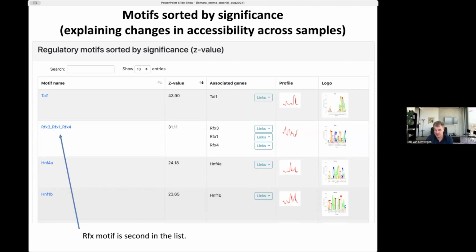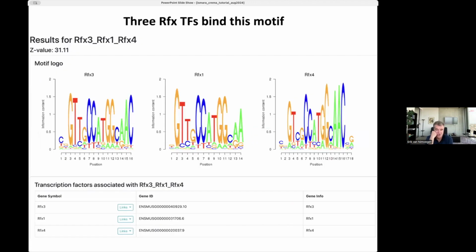And for illustrative purposes, I'm going to focus now on this RFX motif. This is a motif that is associated with 3 transcription factors, RFX3, RFX1, and RFX4. So I'm going to click on this and show you what the results are. All right. So at the top of this page, you get the Z value. It's 31 standard deviations on average away from 0. These are the 3 factors with their motifs. You see that they're indeed binding to very similar sites, very similar motifs. These are links to information about these 3 genes.